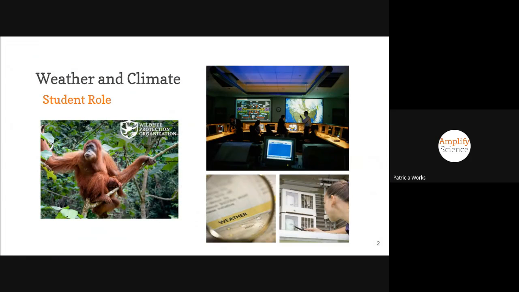In Weather and Climate, students take on the role of meteorologists as they gather evidence and analyze weather patterns so they can advise the Wildlife Protection Organization on selecting one of 3 islands for an orangutan reserve.